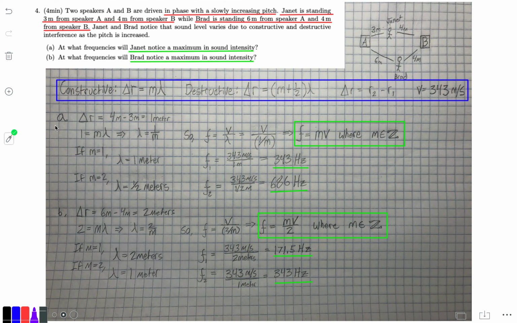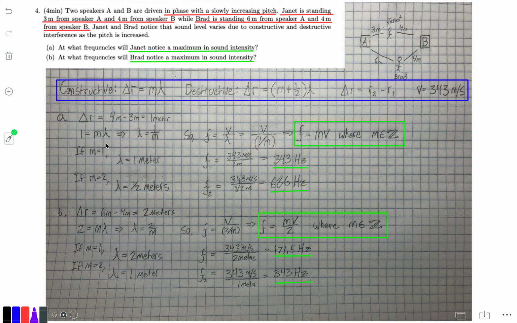So moving into the problem for Janet here, just taking the difference in path length, calculating it to be 1 meter, from here we can set this equal to the mode of the wave and the wavelength of the wave. And from here, doing some simple algebra, I've decided to include the mode for the first and second harmonic for both of these. That's just as an example, if you will.